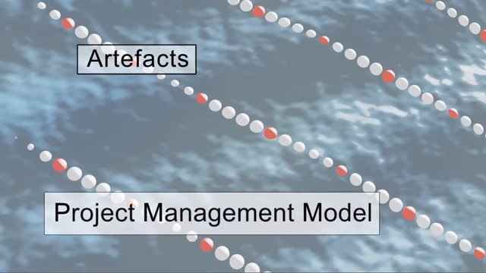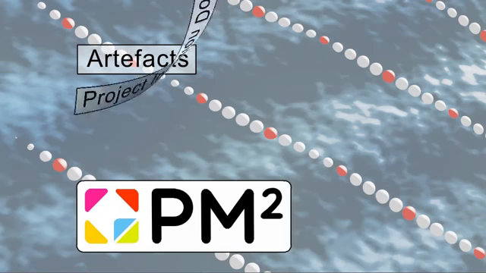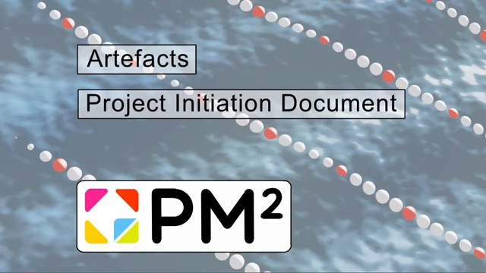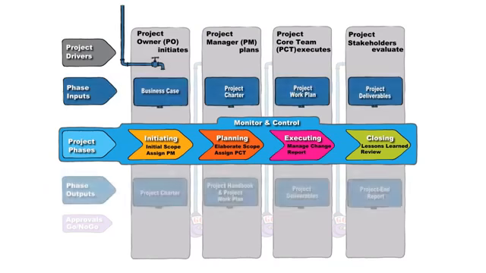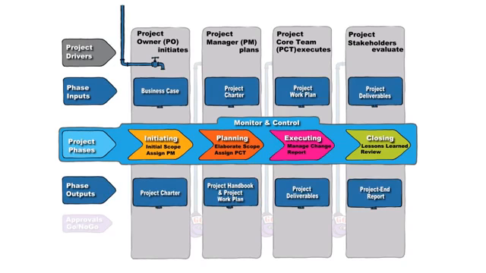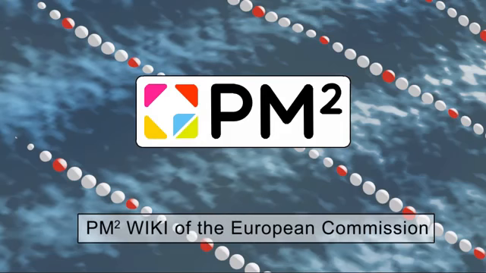The very first step he took to start off his new PM2 project was filling out the project initiation document. The second document or artifact he got familiar with was a business case. It challenged him to think through the rationale of the project. And at every step, the input-output flow of the model pointed him to the next artifact to consult. He found it easy to download these documents from the PM2 Wiki of the European Commission. Try it too. I wish you all the best.